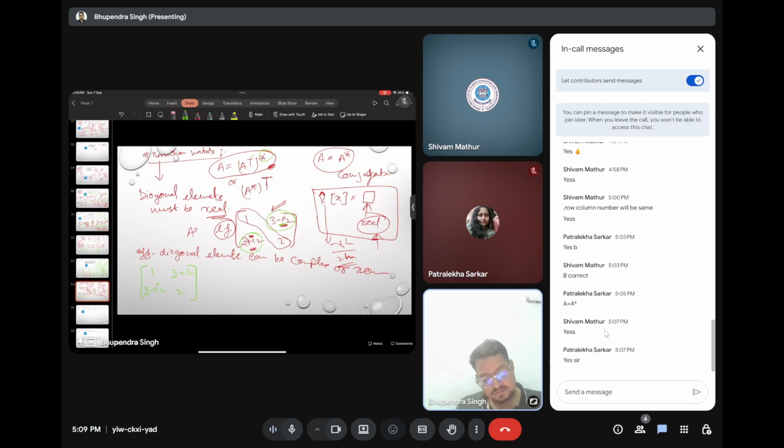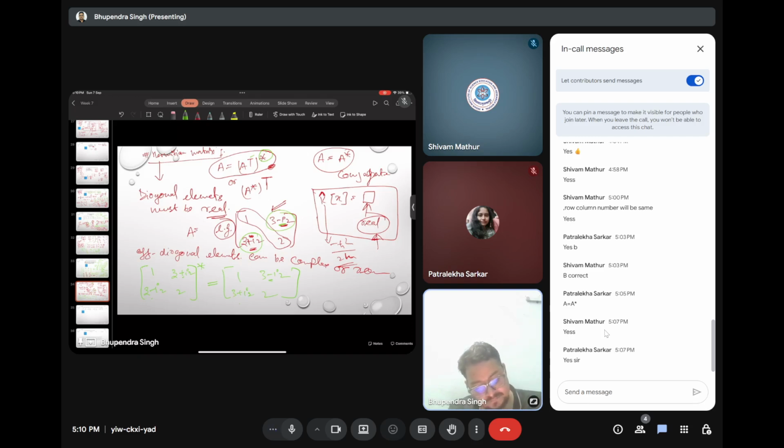Now conjugate means the real numbers will remain real numbers, but the complex numbers will change their sign. So after applying this conjugation, what will happen? 1, 2, 3 minus i2, 3 plus i2. See here, plus was there, minus will come, minus was there, plus will come.